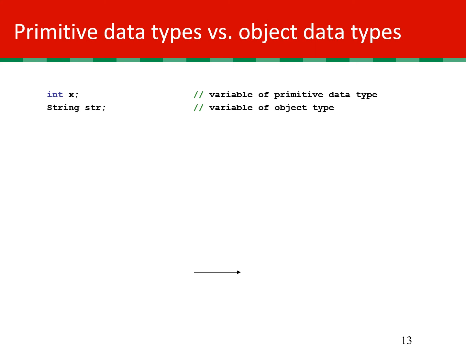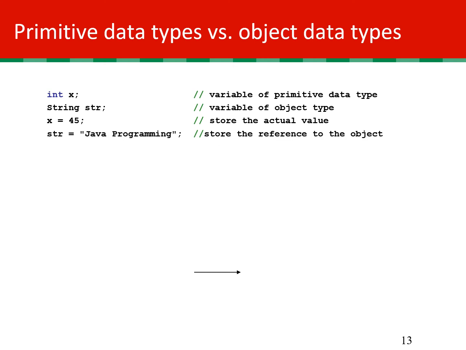Okay, I believe we have covered this a bit in the previous lecture. So there is the concept of primitive data and object data type. Integer x is actually primitive. String is from an object, so it's an object type. If you have x equal to 45, what will happen? The value of 45 will be stored in x.